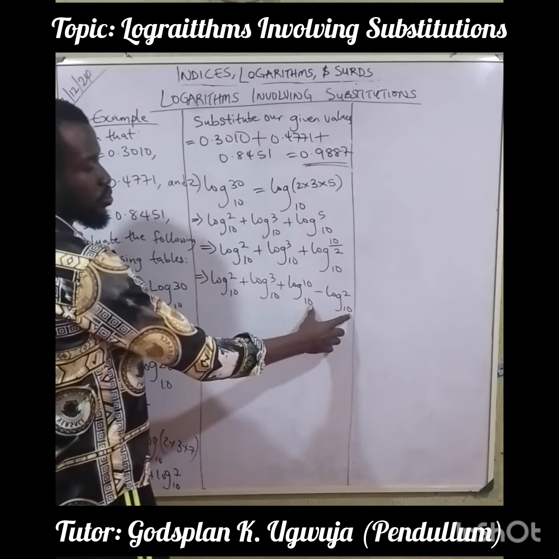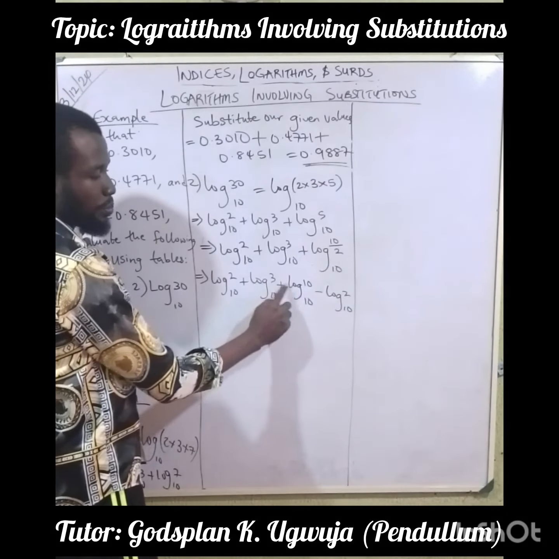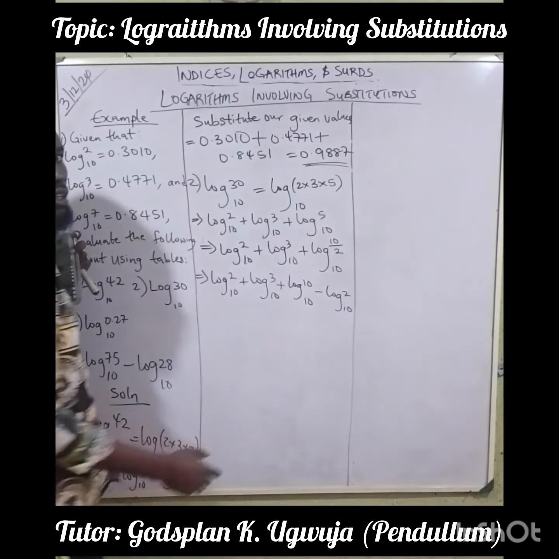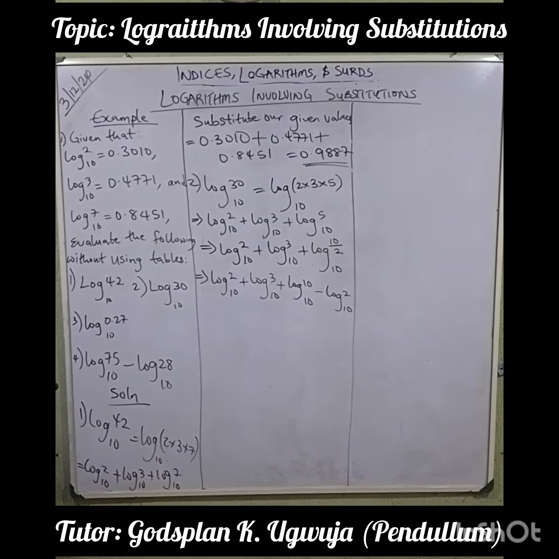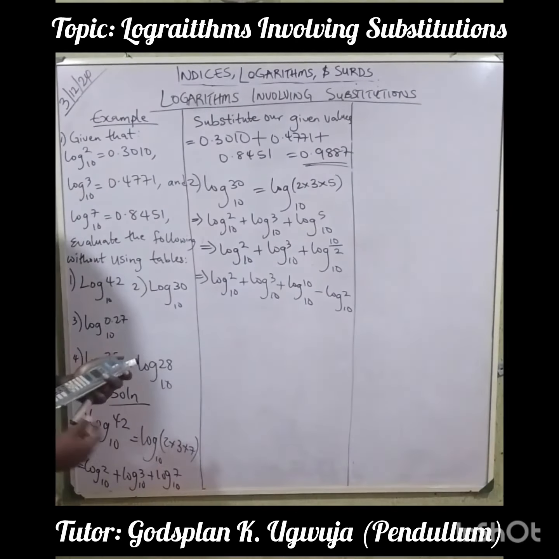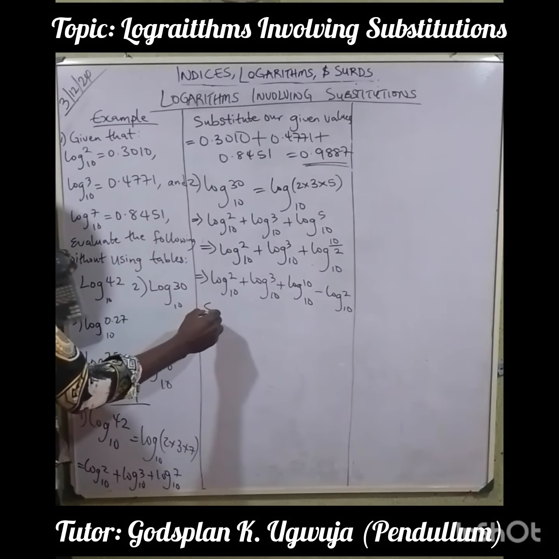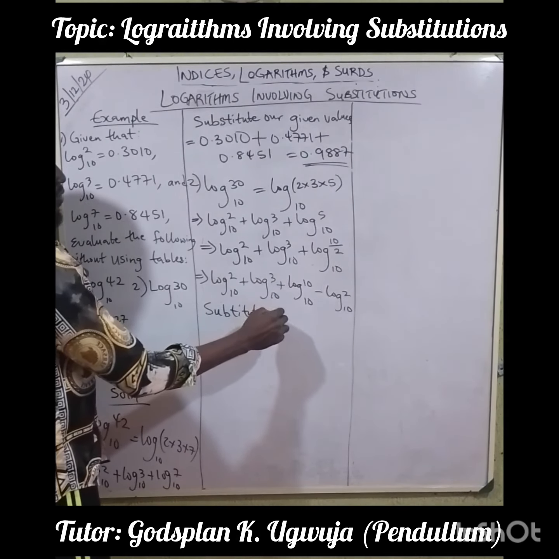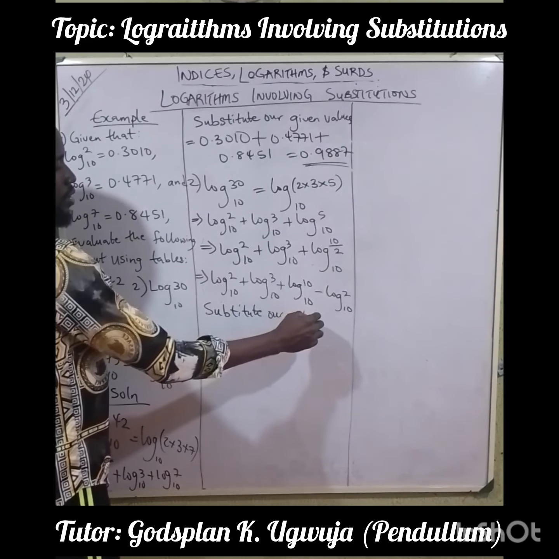Because if I bring these two together, I'm still going to pick one log, and then I'll have 10 divided by 2. If I want to simplify it, this minus changes to division. So if I want to expand from here, it will come like this. Then here I can now substitute our values, our given values.